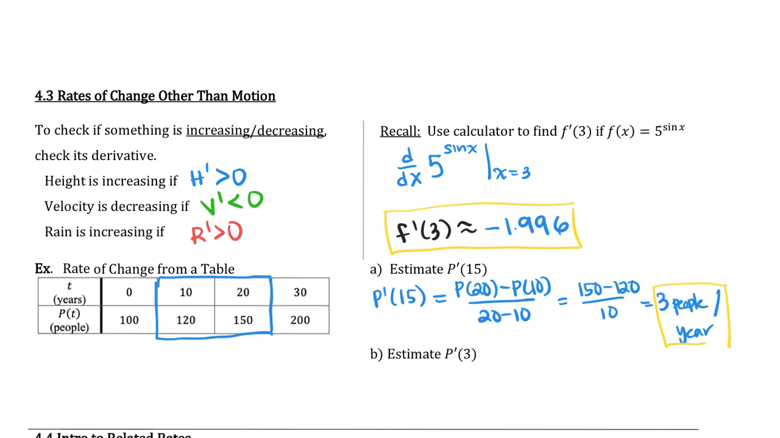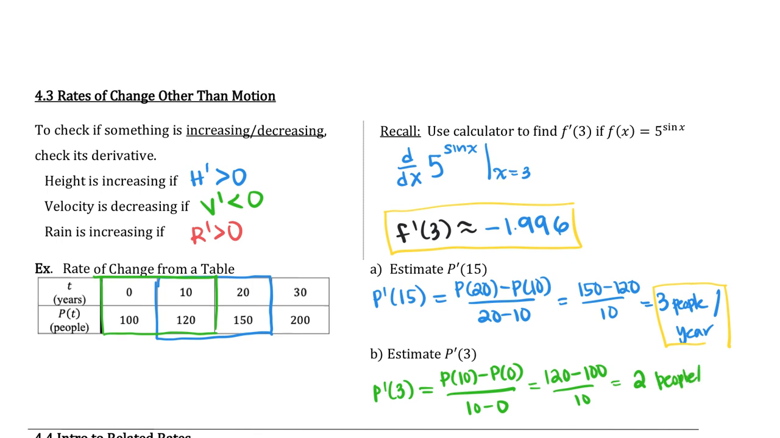Okay, how about P prime of 3? Again, 3 is not in this table. So the best I can get is that T equals 3 is between 0 and 10. Now, I know 3 is not exactly between 0 and 10, but it's the best I can do to approximate P prime of 3. Those are the two closest T values. So I'm going to do P of 10 minus P of 0 over 10 minus 0, which is 120 minus 100 over 10, which is 20 over 10, which is 2 people per year.